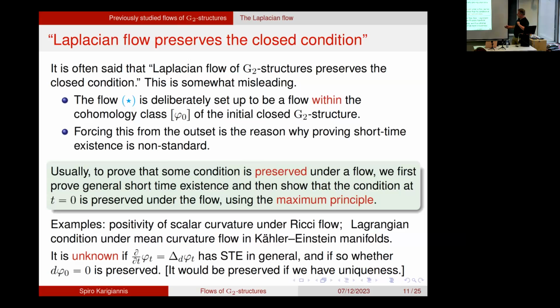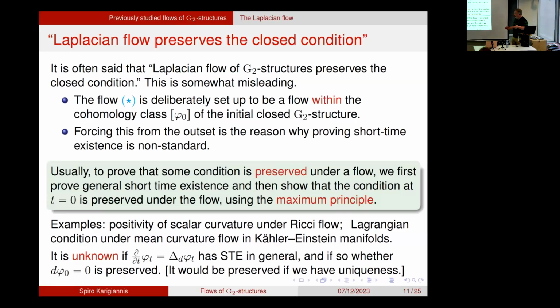But what I was going to say here is if you just look at this flow and you do not assume that you're flowing in the same cohomology class, we don't know if this flow has short-time existence in general. If it does, and if it has uniqueness, then definitely there's only one solution. So it is the solution to the Bryant-Xu flow because they both solve the same equation and there's only one, and therefore it would be preserved. So we don't have to do any more work to show that the closed condition is preserved by this flow if we know that it has unique solutions, right? So uniqueness is the problem.